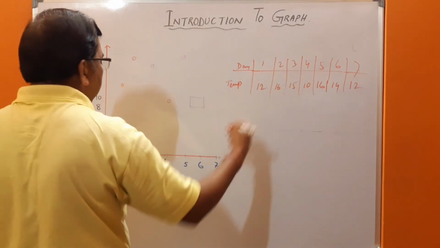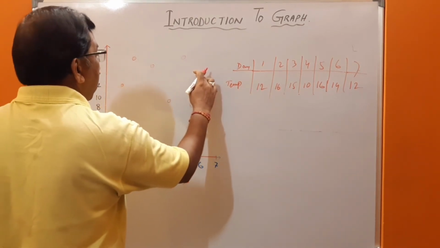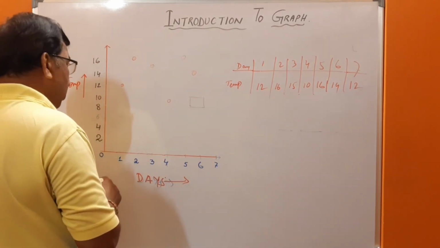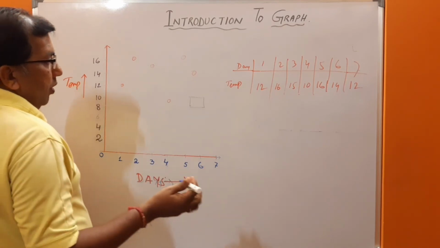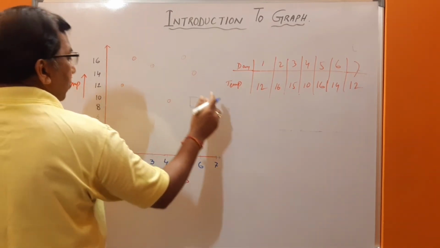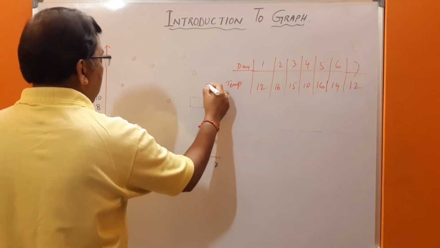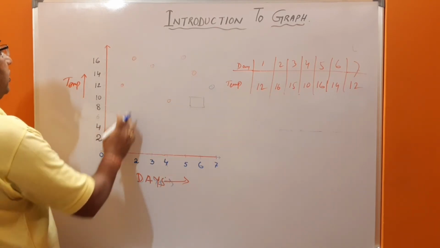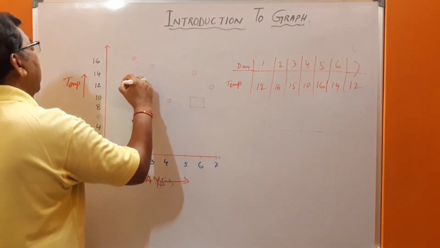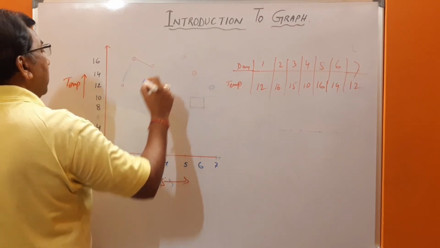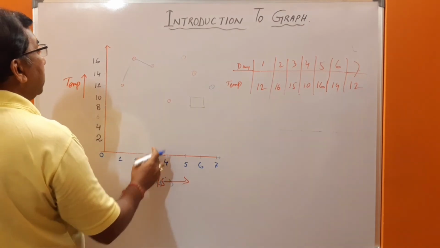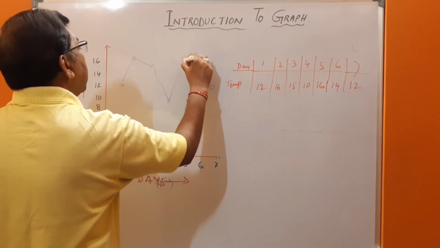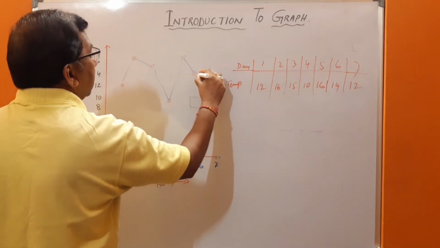Clear? Sixth day is 14. In this way you have to plot. And the last, seventh day, is 12. That is 12 out here: 7, 12. Have to plot. So you have to draw: connect the points first, second, third, fourth, then fifth, then sixth, then seventh.